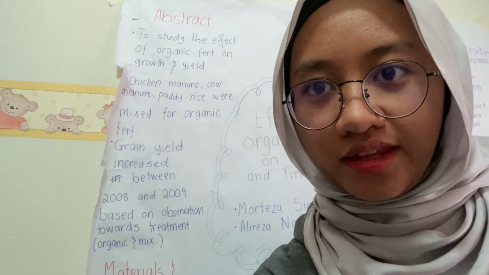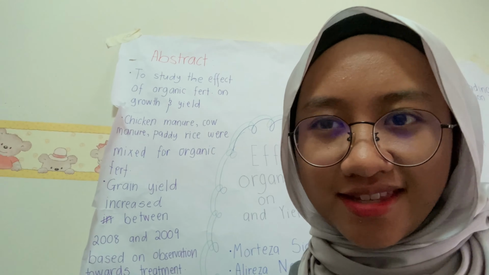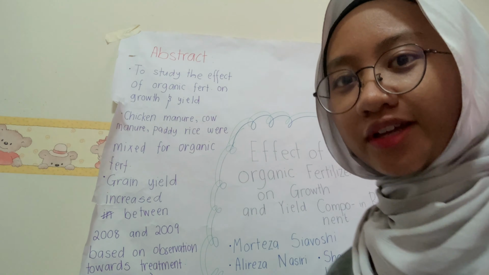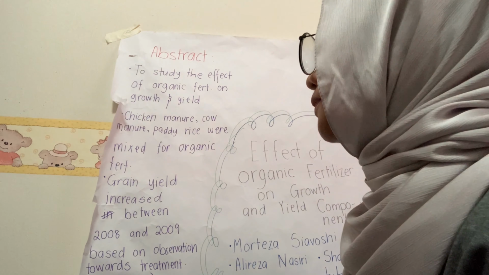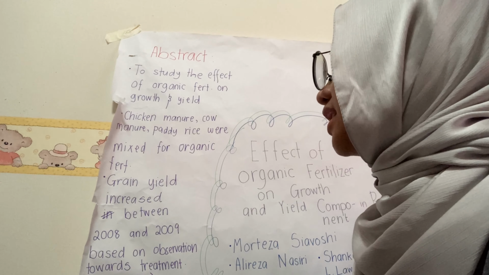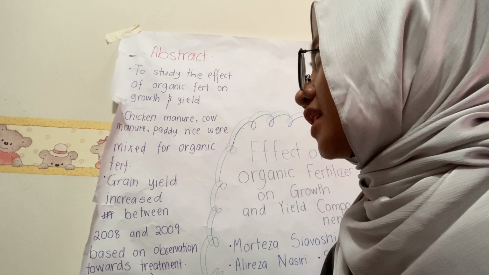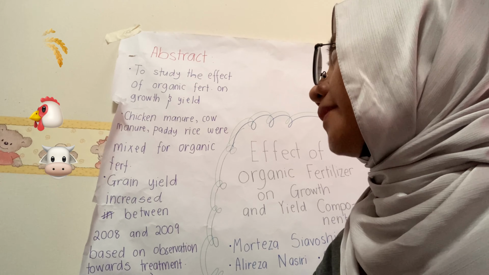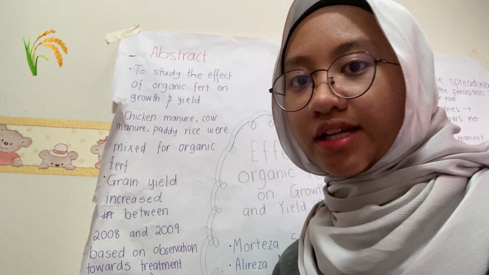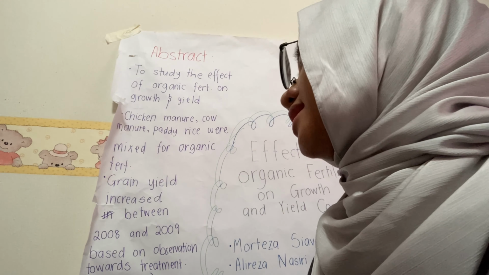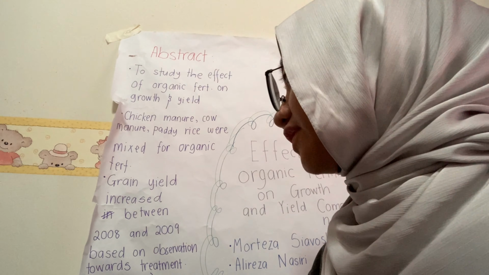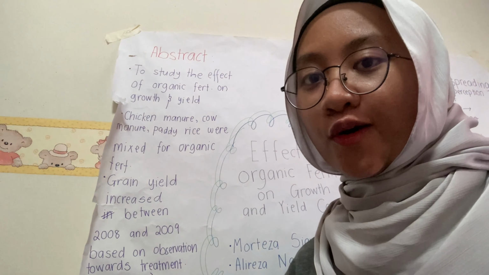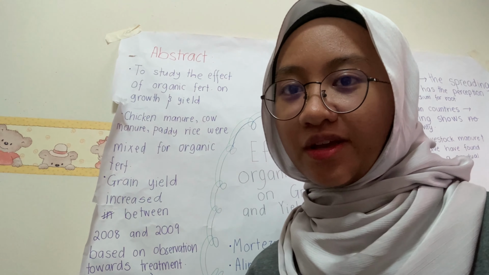First thing first, I would like to focus on the abstract. I hope you guys can see it very clearly. Okay, so as for the abstract, what I have written here is: to study the effect of organic fertilizer on growth and yield. Chicken manure, cow manure, and paddy rice were mixed for organic fertilizer. Last but not least, grain yield increased between 2008 and 2009 based on observation of the treatments, which are organic and a mixture of organic and chemical fertilizer.